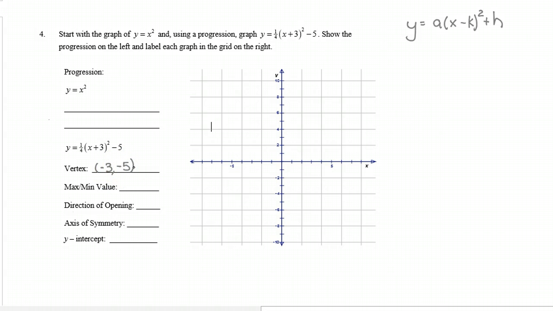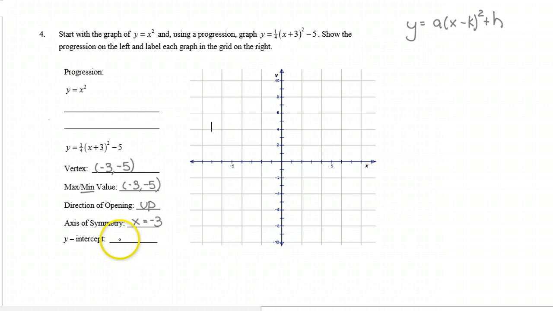We always want to identify if it has a maximum or a minimum. Since this quadratic opens up, and we know that since a is positive, it opens up, it has a minimum value at (-3, -5). So the maximum or minimum always occurs at the vertex. The axis of symmetry is the line that this shape is symmetrical across, and be sure you always write this as the equation of a line, and that's going to be x equals -3. The x value of the vertex is always the axis of symmetry.